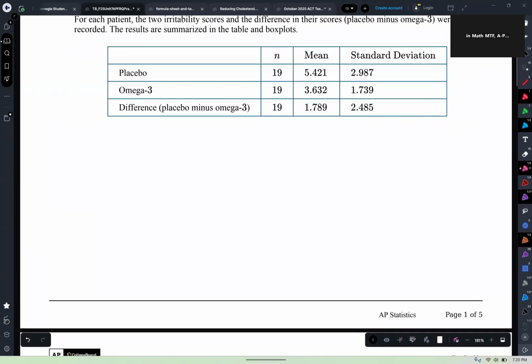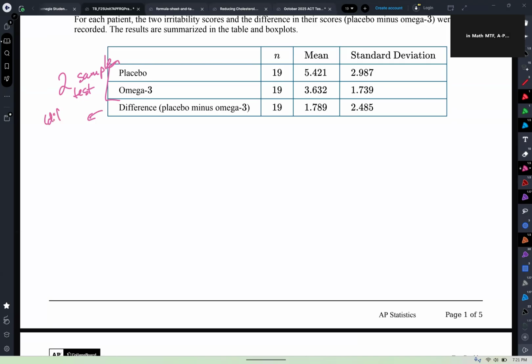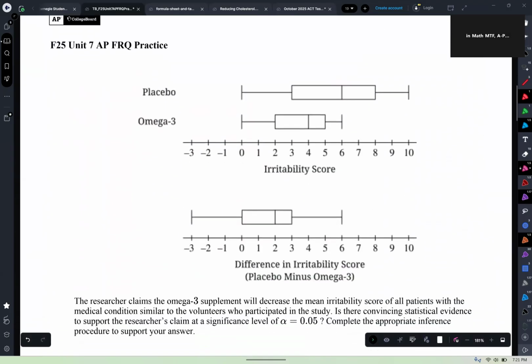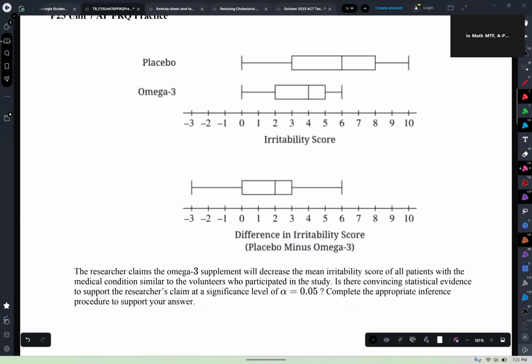Okay. And so notice this would be if you're doing a two sample test for a difference in means. Notice we already have a difference here. This is for a mean difference that we're going to do as a one sample test. So they're making you think through, okay, so which one do I want? Interesting, they gave us the graphs.